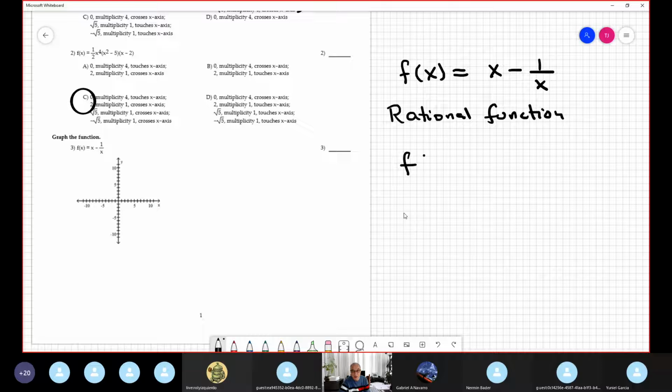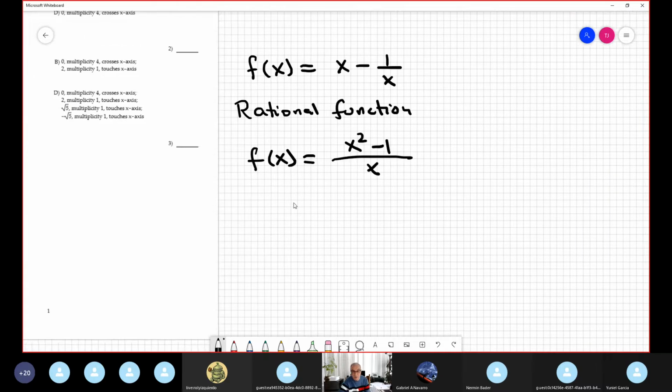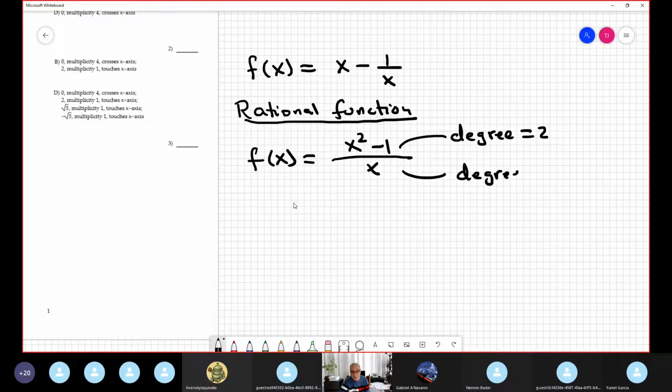So you put it in that way, condensing into only one common denominator, x squared minus 1. And you can see clearly the degree of the polynomial. Remember, the definition of a rational function is the division of two polynomials. The polynomial on top has degree 2, and the polynomial on the bottom has degree 1.